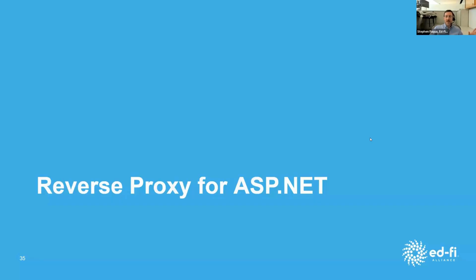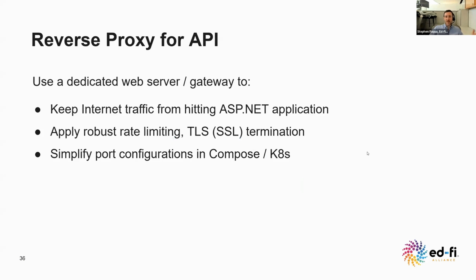Okay, so one of the fun things to do is to think about putting a reverse proxy in front of ASP.NET. I said that one of the advantages of using Docker is getting closer to a production-like environment. Hopefully in production, we're not running the Kestrel web server with direct internet access where people are hitting that. We really want to have some kind of web server or API gateway sitting in front of it to protect it from that internet traffic.